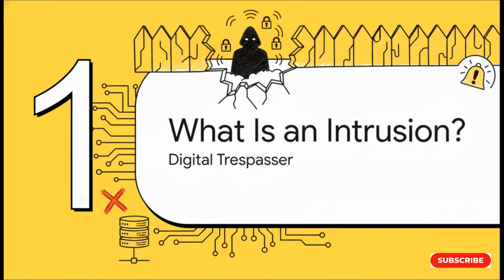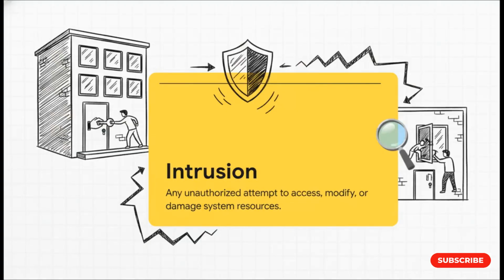Before we can even think about catching these digital trespassers, we have to be super clear on what we're actually looking for. So it all comes down to one key word: unauthorized, right? Think about it like a real building. If you have a key and walk in, you're authorized. No problem there. But what if someone's trying to pick the lock or pry open a window? That's an unauthorized attempt. And that, in the digital world, is exactly what an intrusion is. It's someone trying to get in where they don't belong.